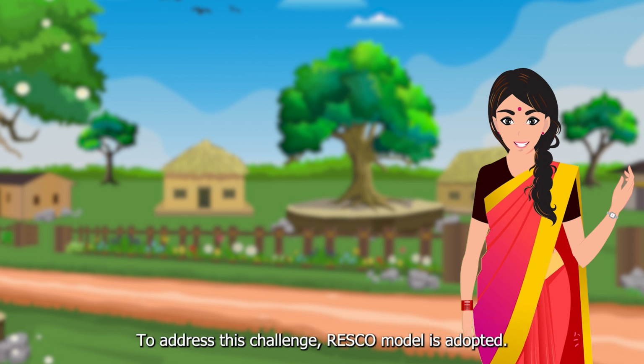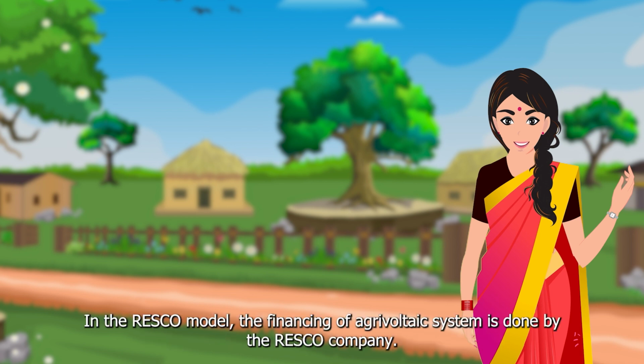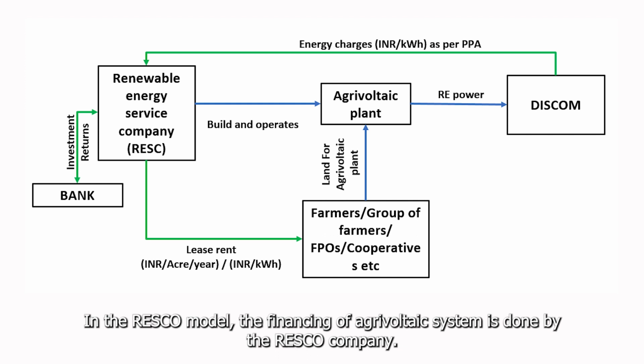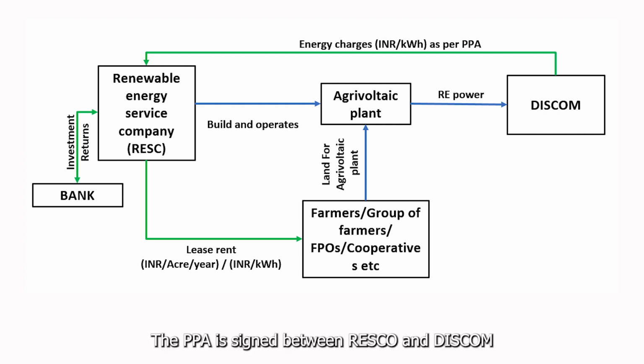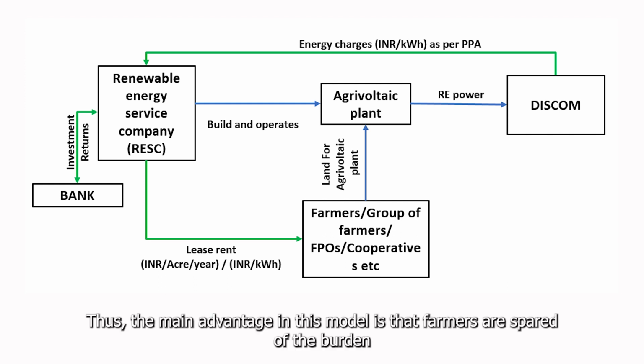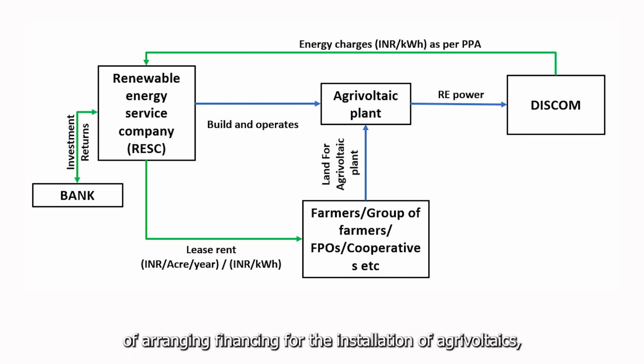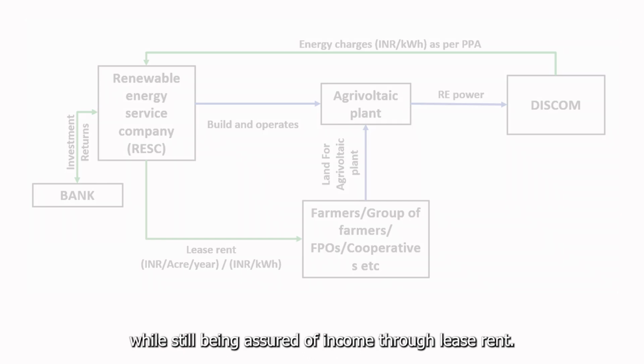To address this challenge, the RESCO model is adopted. In the RESCO model, the financing of the agrivoltaic system is done by the RESCO company. Farmers and farm producer organizations provide land for the project and are compensated with lease rent. The power procurement agreement is signed between RESCO and discom, and the discom pays energy charges to the RESCO. Thus, the main advantage in this model is that farmers are spared of the burden of arranging financing for the installation of agrivoltaics, while still being assured of income through lease rent.